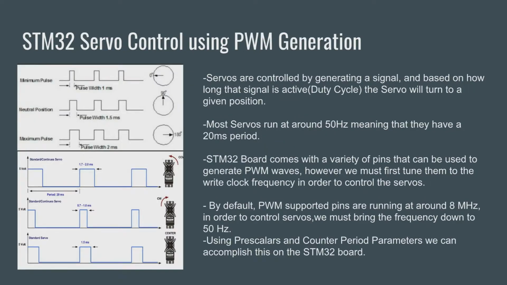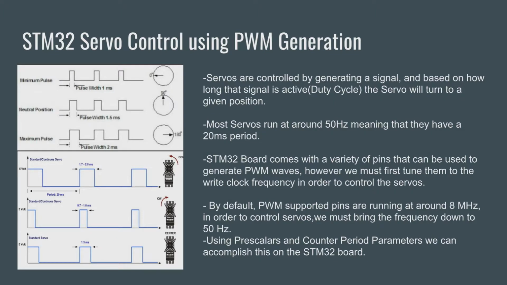And finally, the final feature that we utilized in this project was PWM generation using the Nucleo board. So in order to control servos, you need to generate a signal, and based on how long or wide that signal is, the servo will turn to a certain position. Most servos run at around 50 Hertz, meaning 20 millisecond periods.